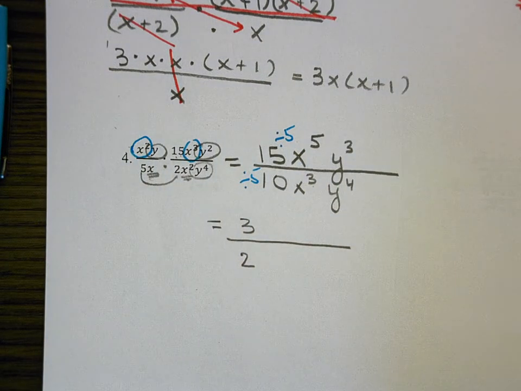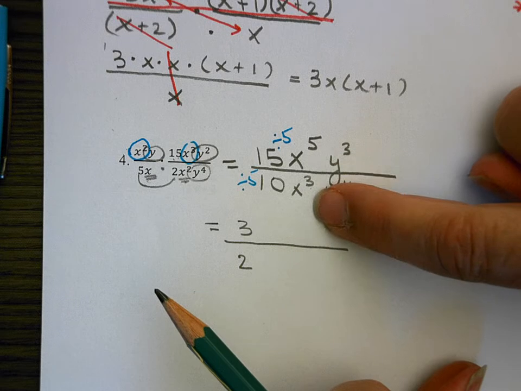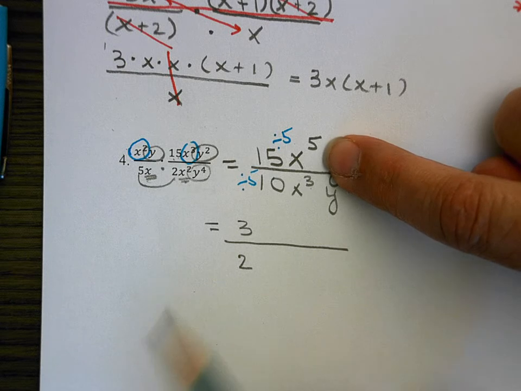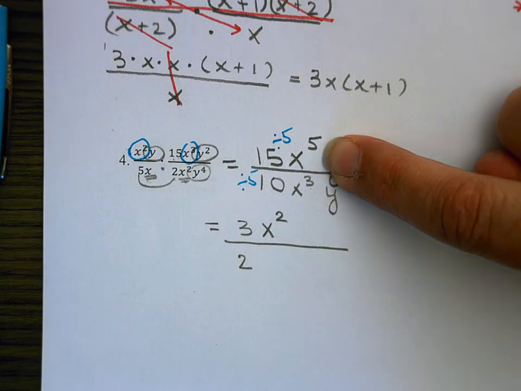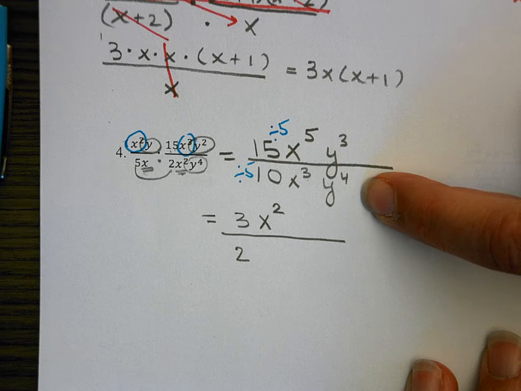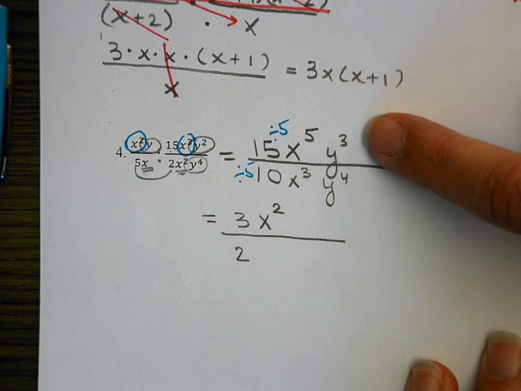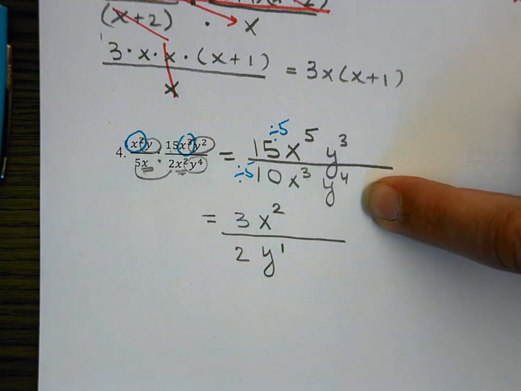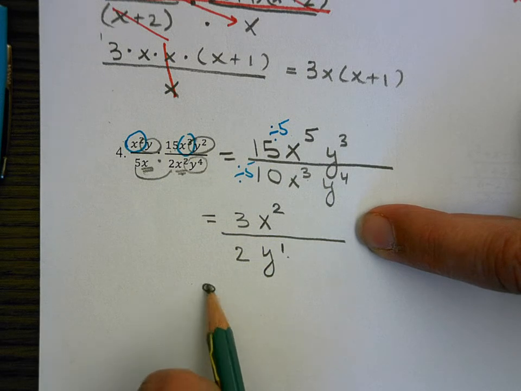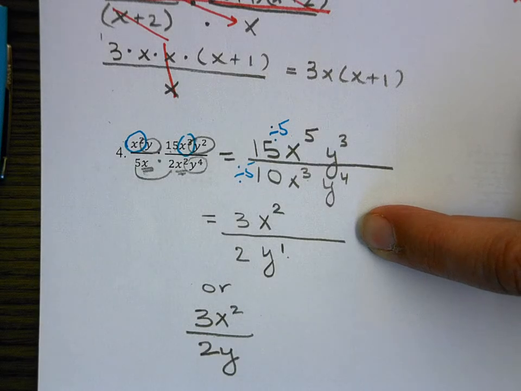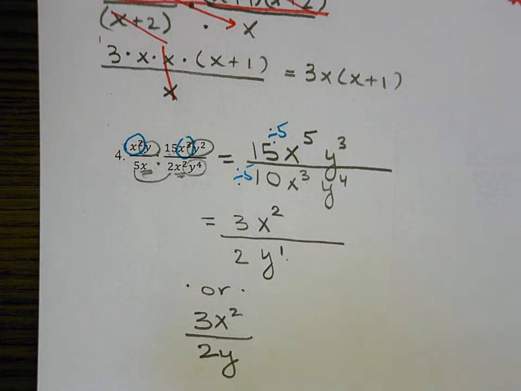And then for my x's, I have 5 x's on top and 3 on the bottom, right? So these 3 x's are going to take 3 of those away, and that will leave me with just 2 in the numerator, so x squared. And then for my y's, I have 3 y's on the numerator, 4 y's on the denominator, so 3 here, 4 here. So these 3 on the numerator are going to cancel 3 of those away, leaving just 1 behind. Okay. And I don't need to have that power of 1, right? So I could also have that option of just 3x squared over just 2y, right? I could have the power of 1 or not, either way. Okay. All right, and then let's go ahead and take a look at the last multiplier.